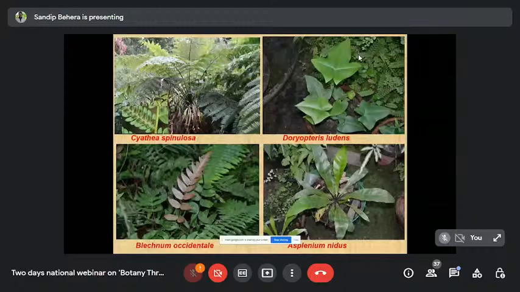And this is Asplenium nidus. This is also called bird's nest fern. Sometimes when it gets a conducive atmosphere, the frond becomes more than 1 meter in length. For example, in Andaman and the southern part of India, you will get these plants growing naturally, with big fronds.